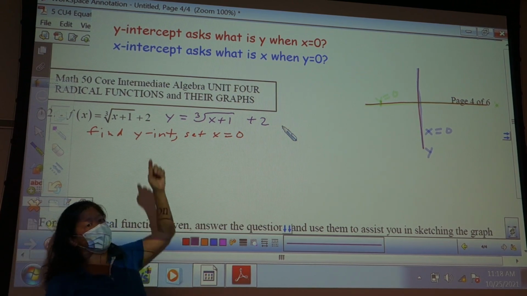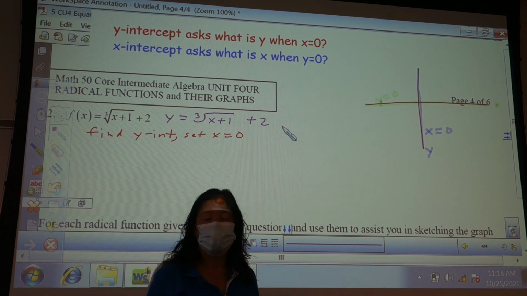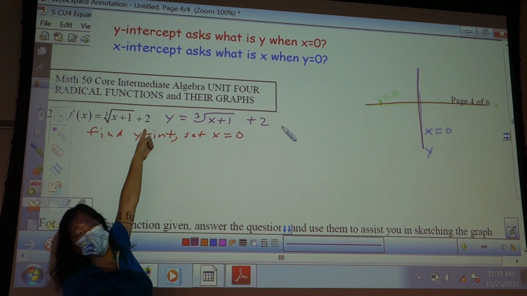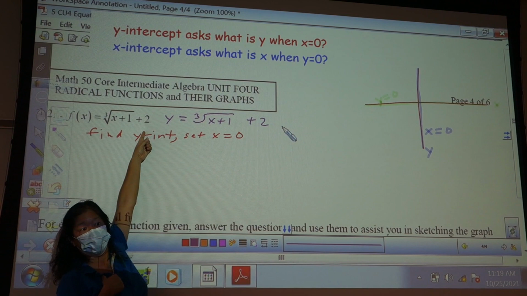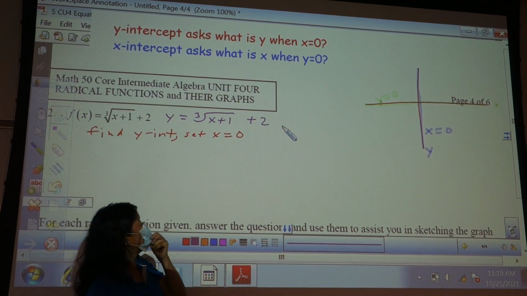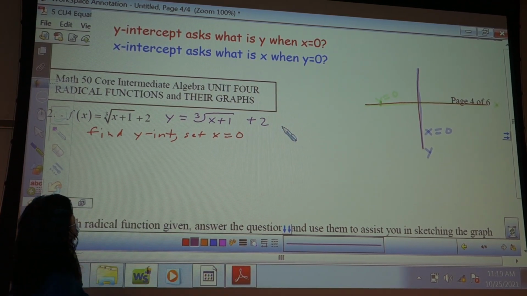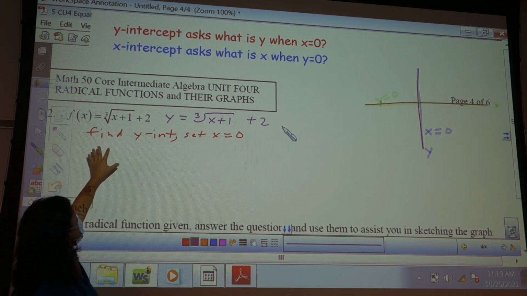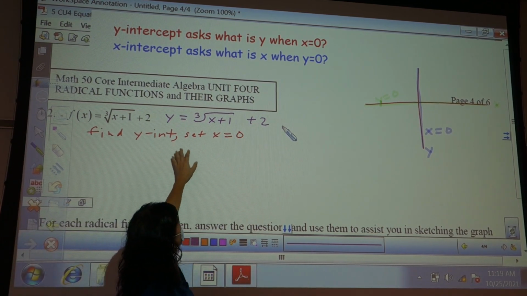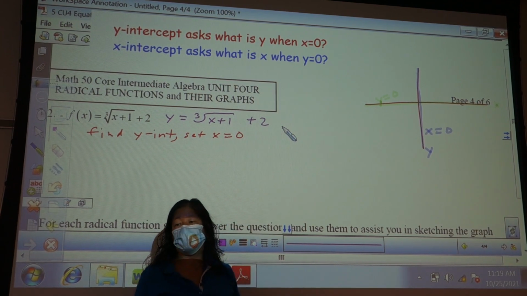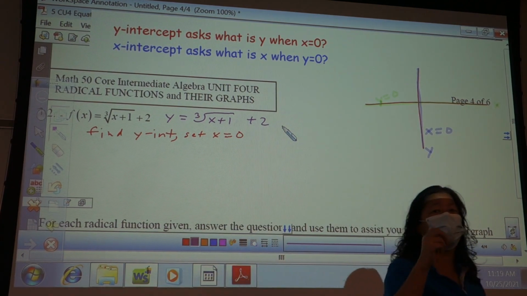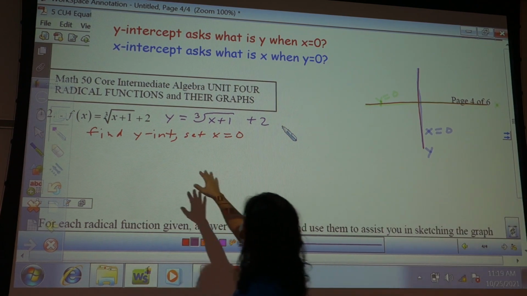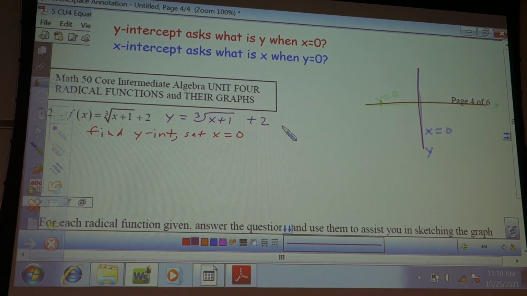And then on the outside, is that my up-down or my left-right? Up-down. So then this is going to be up 2. Everybody on board? Okay, great. So we're shifting it that way. But now we're going to find it without having to graph it. So I want to find the y-intercept, make x 0, because the y-intercept says what is y when x is 0. So put in 0 for x, and solve for y.